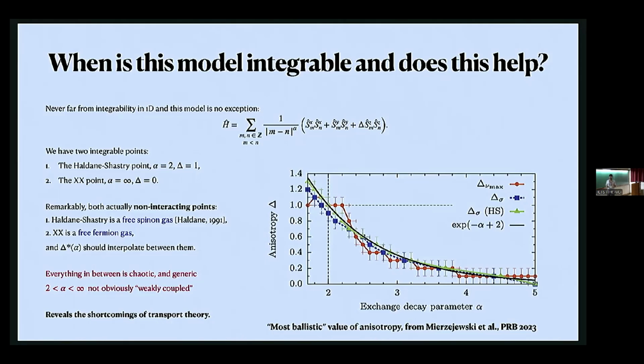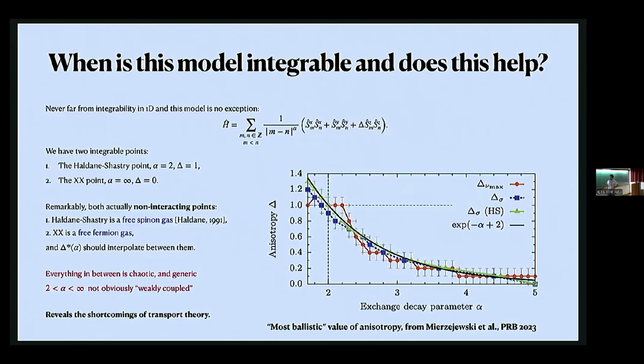The XX model is probably the one you're more familiar with. It's a free fermion gas. But the Haldane-Shastry model is also actually a non-interacting theory. At a microscopic level, no one has ever quite understood why it is a free spinon gas, even though it's clear from the spectrum, but it is a free spinon gas. And so you have these two non-interacting limits, and the optimal anisotropy that Mirzaevsky and co found is interpolating somehow between them.